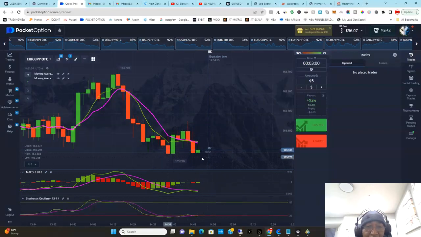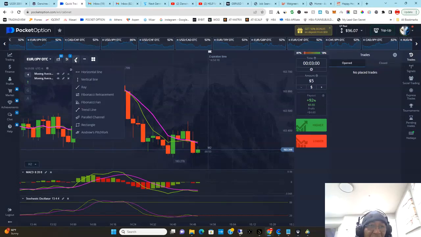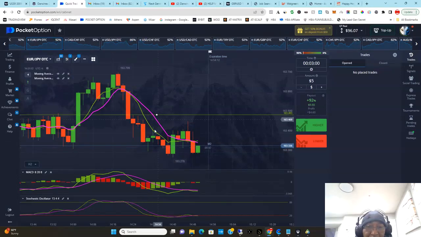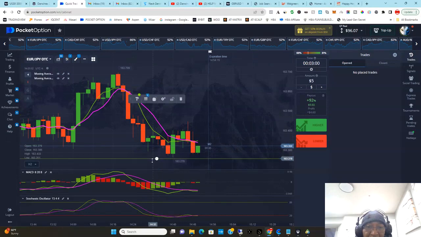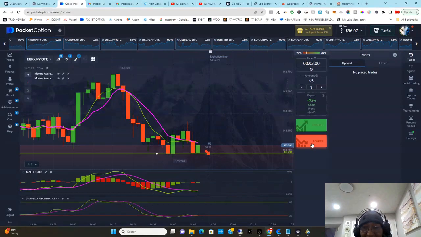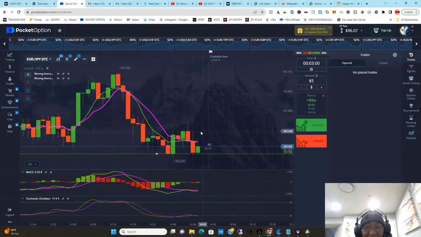You can see here, if I draw a line, there's a strong support right there. You guys can see that's a strong support. So if it breaks this, then we're going to take a sell option, but it starts going up. You can see this is already facing strongly up, so just give it a minute or two.